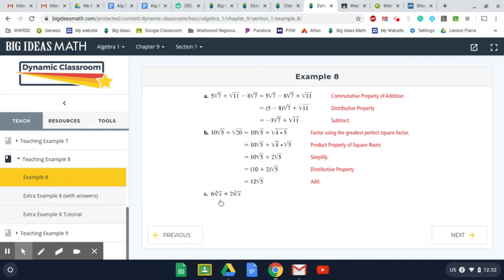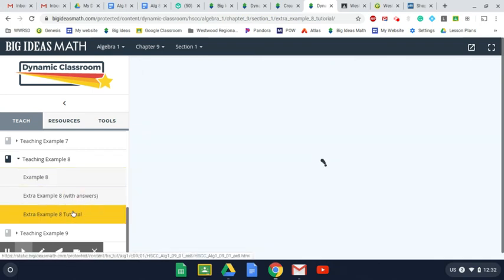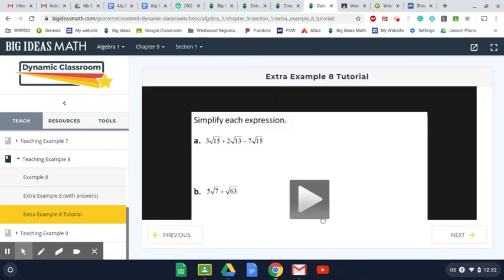We are going to skip any example that has this cube root symbol in front. We're not going to do any cube roots. Let's look at some more examples. We're going to have Big Ideas explain it to us.